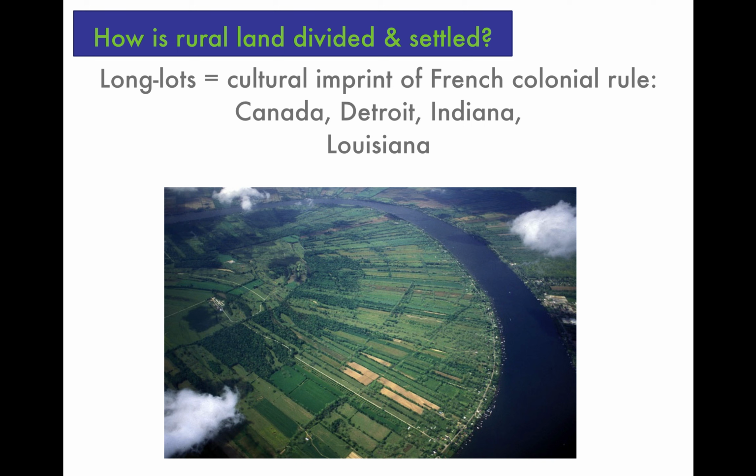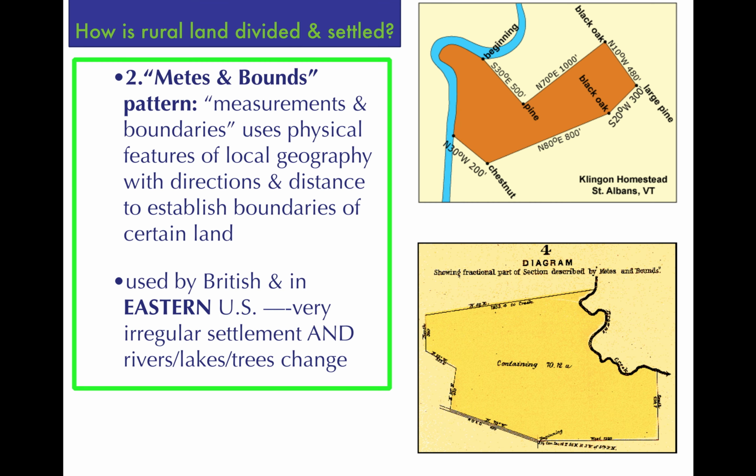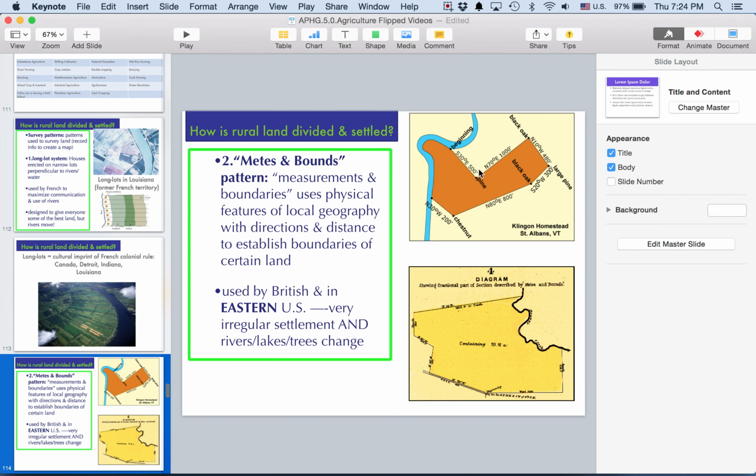this is using the physical features of the local geography to actually create boundaries. This sounds a little silly to describe, but it would be something like, I own from this chestnut tree to this bend in the river, and when the road takes that turn near the pine, then you walk due north for 100 paces to the black oak tree.